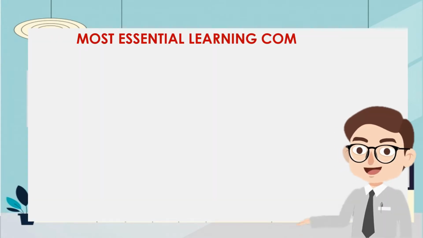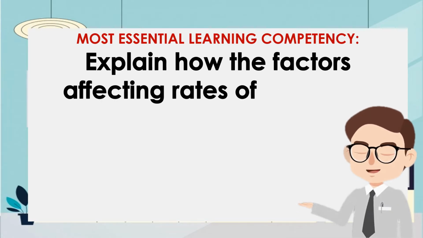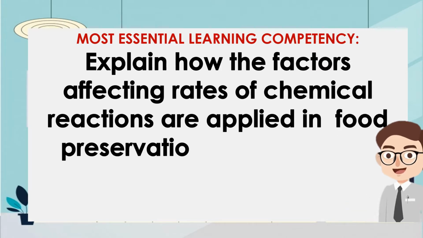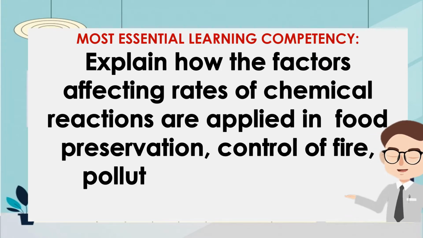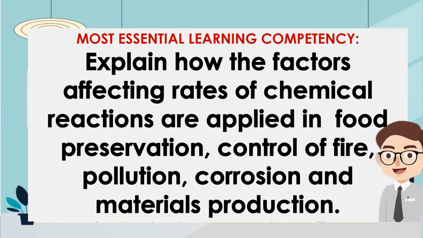Most essential learning competency. Explain how the factors affecting rates of chemical reactions are applied in food preservation, control of fire, pollution, corrosion, and materials production.